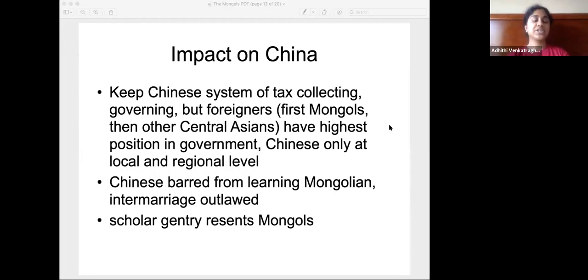Their impact on China went into their economics as well. They kept the Chinese system of tax collecting and governing, but foreigners, first Mongols and the other Central Asians, had higher positions in government, and the Chinese were only at the local and regional level. Chinese were also barred from learning Mongolian and intermarriage. Marriage between Chinese and the Mongols was outlawed. Scholar gentry also resented the Mongols.